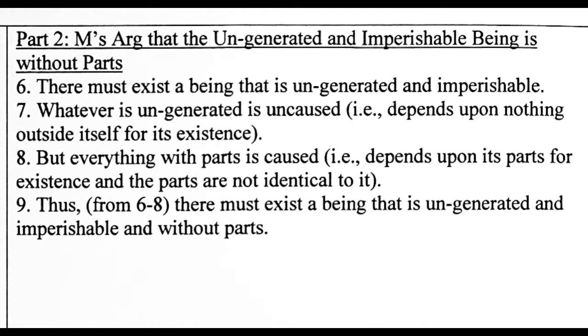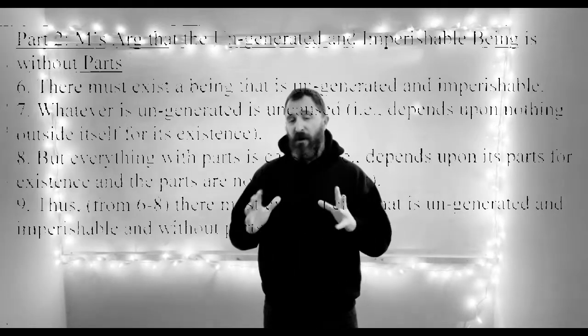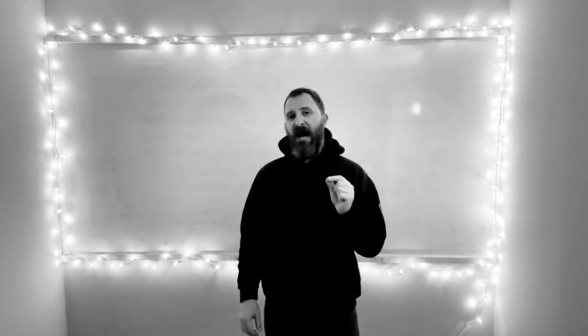So, for example, consider a sandcastle. A sandcastle is a compound object made of individual parts, namely grains of sand. None of those grains of sand is identical to the castle itself. And if those grains of sand cease to exist, then the sandcastle ceases to exist. Let that sandcastle represent any type of compound object. Such objects depend upon their parts for their existence, and none of the parts are identical to the compound object itself. Nine, and again, this is going to be a derivation from six through eight. Therefore, there must exist a being that is ungenerated and imperishable and also without parts. All right, so that was part two of Maimonides' argument for the existence of God. Now let's have a look at part three.